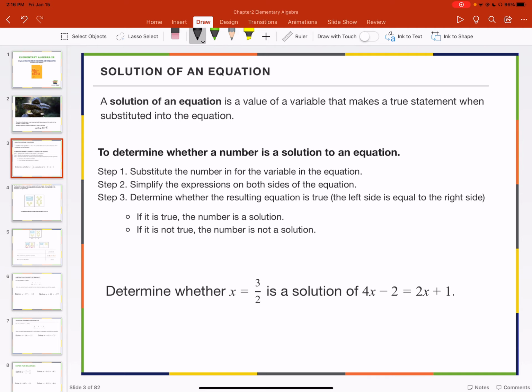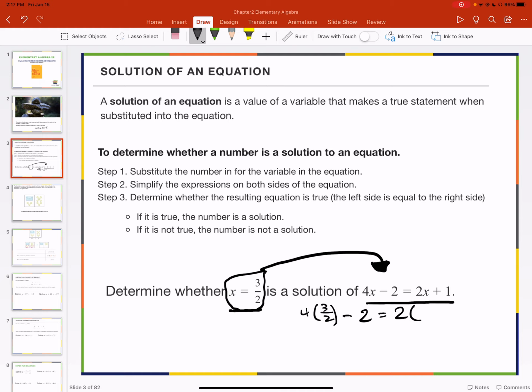So here's an example. We want to determine if x equals 3 halves is a solution to 4x minus 2 equals 2x plus 1. So we're basically saying, if I plug this value of x into this equation, does that make it true? So let's go ahead and test it. Everywhere I see an x, I'm putting in parentheses 3 halves.